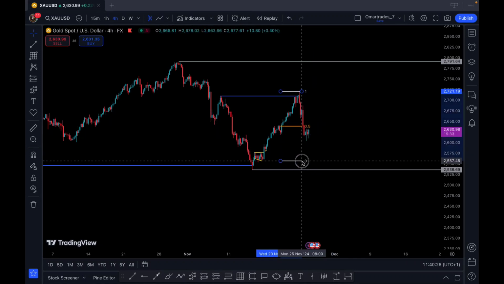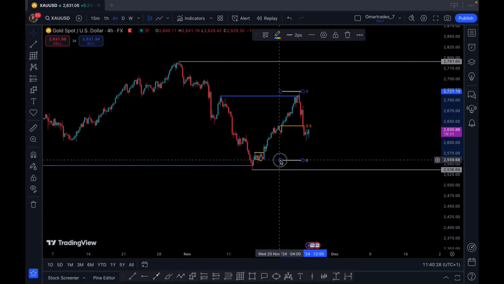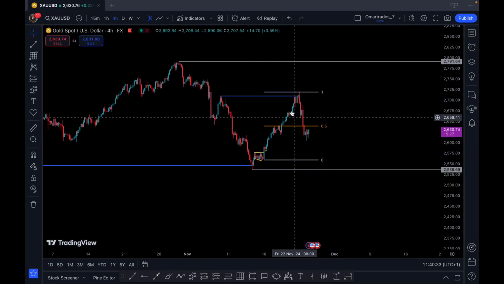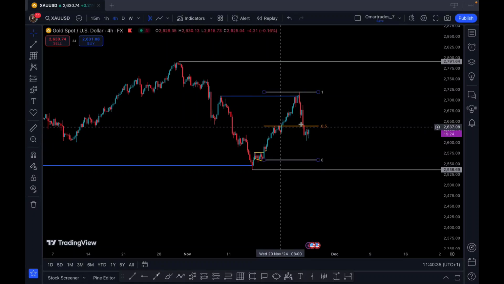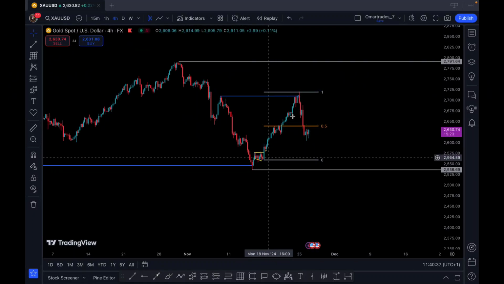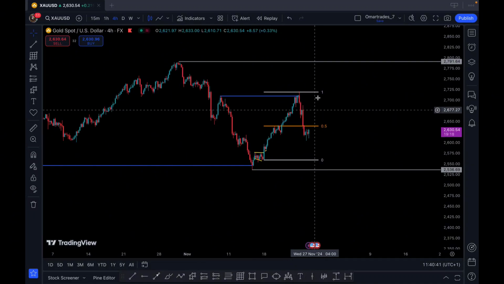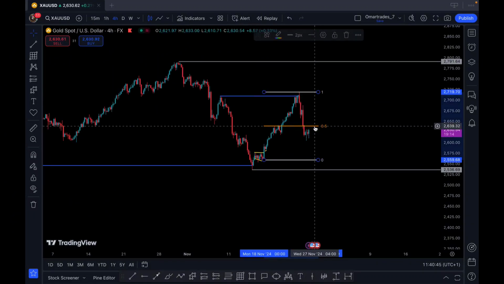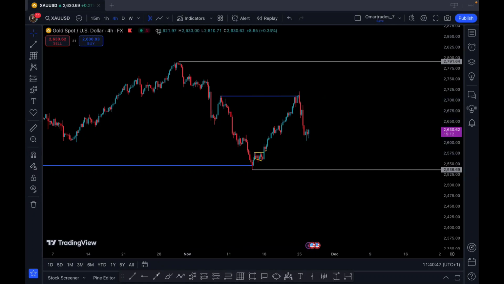Even if you want to look at the whole impulsive phase from this area, as you can see, we have sold all the way to over 50% of this whole impulsive run. So because of that, this negates the fact that it could form into any sort of structure to go to the downside. So because of that is why I'm looking for a trade on this gold setup.